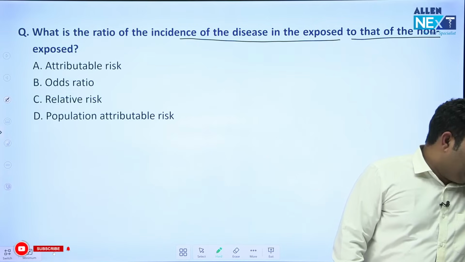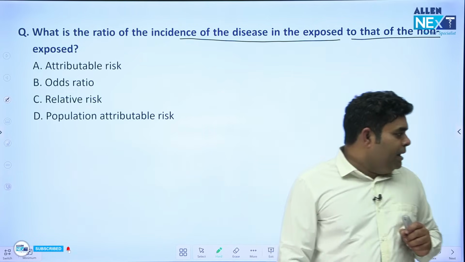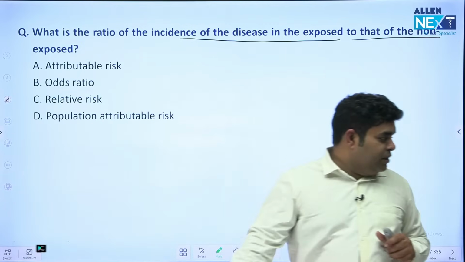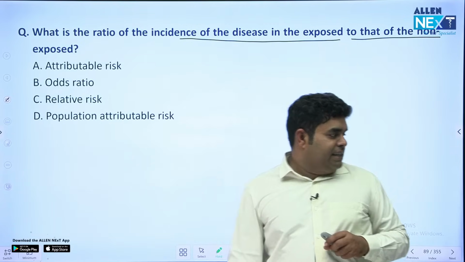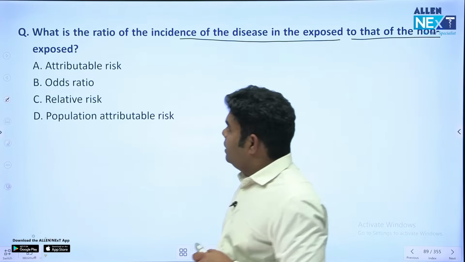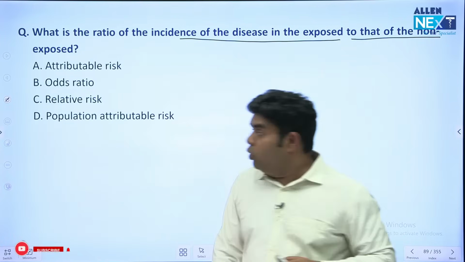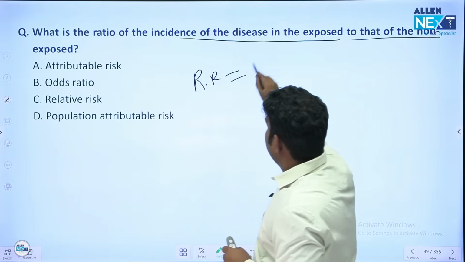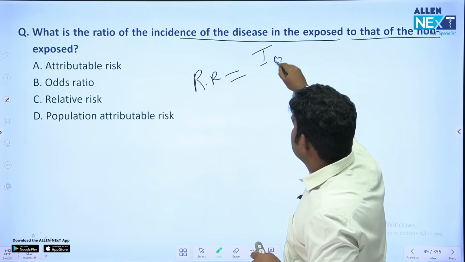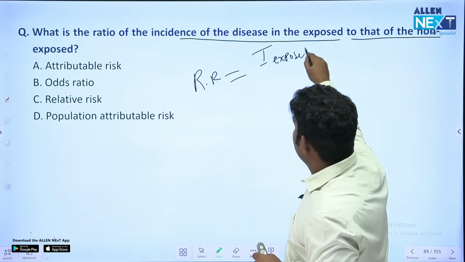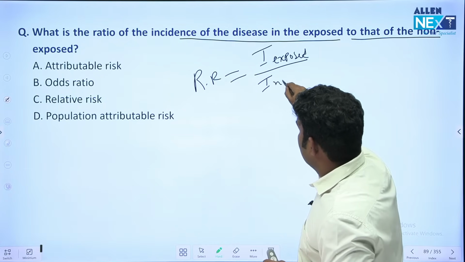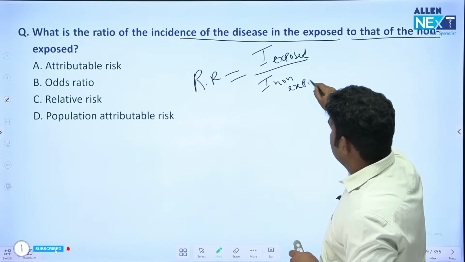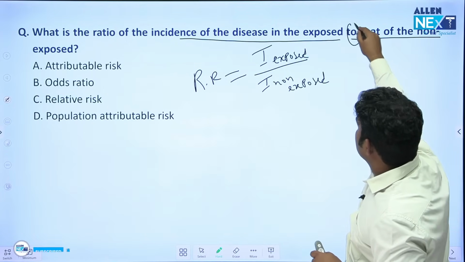Next question. Tell me, what is the answer to this question? What is your answer? Some are saying C, some are saying B. Some are saying A also. Look, here they are saying incidence of disease in exposed to incidence of disease in non-exposed. Two words they have used.